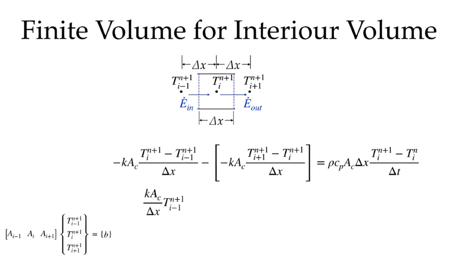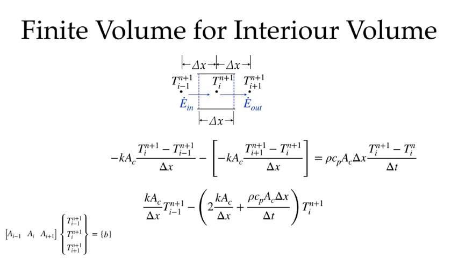We can see that my Ti minus 1 at time n plus 1 only appears once in the equation, and the coefficient is kAc, negative and negative canceling out. Similarly, if we collect the terms for Ti, I have a minus kAc over delta x here. I have minus minus minus, so a minus kAc over delta x here.